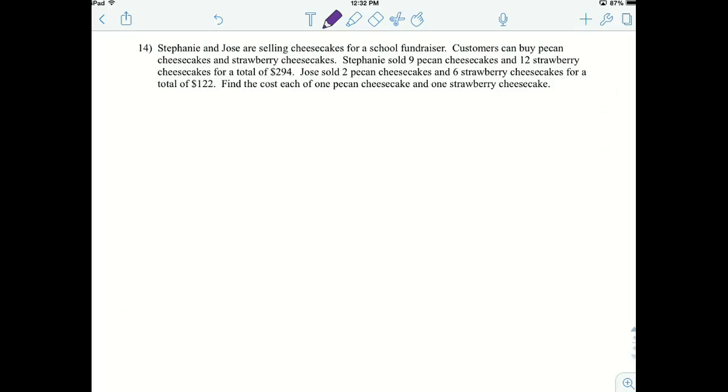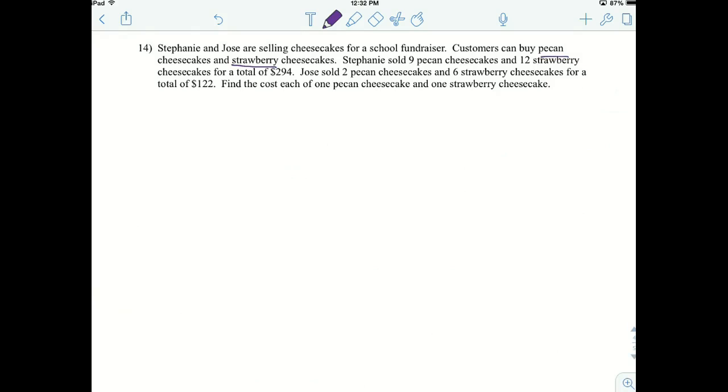Alright, this next example we have Stephanie and Jose are selling cheesecakes for the school fundraiser. Customers can buy pecan cheesecakes and strawberry cheesecakes. So I see a couple things that they have, pecan and strawberry.